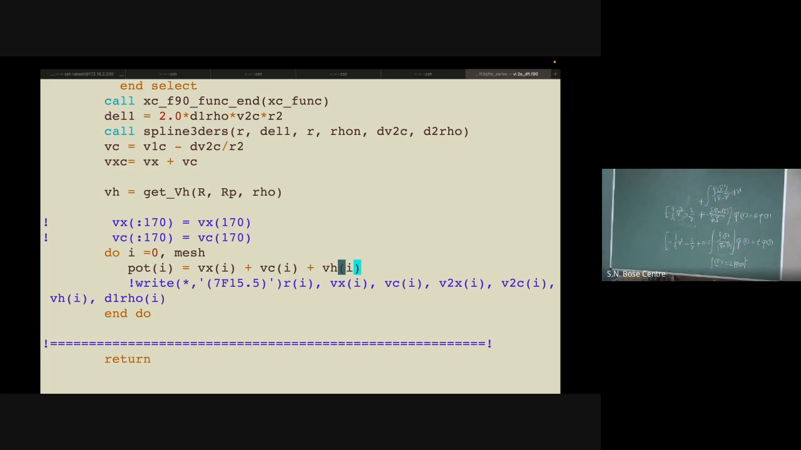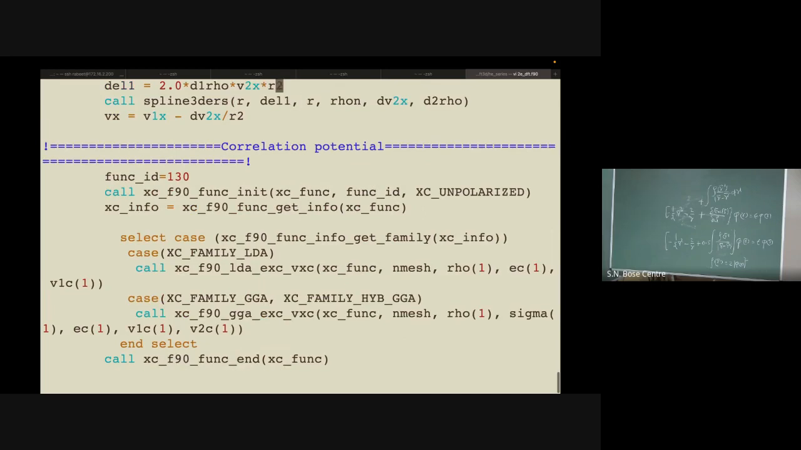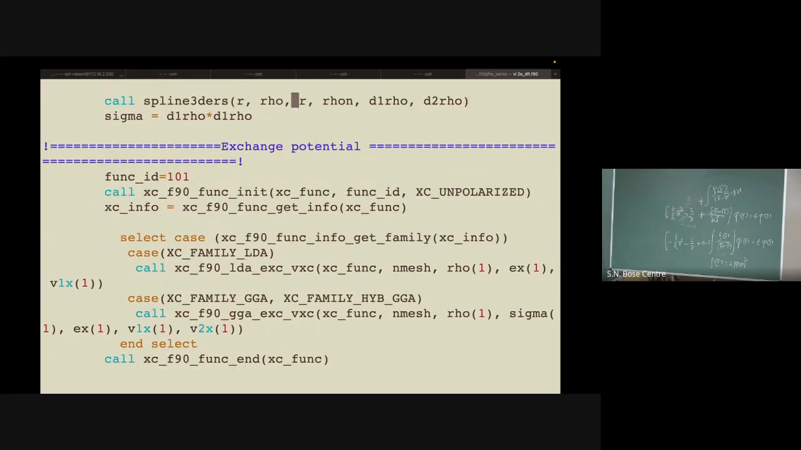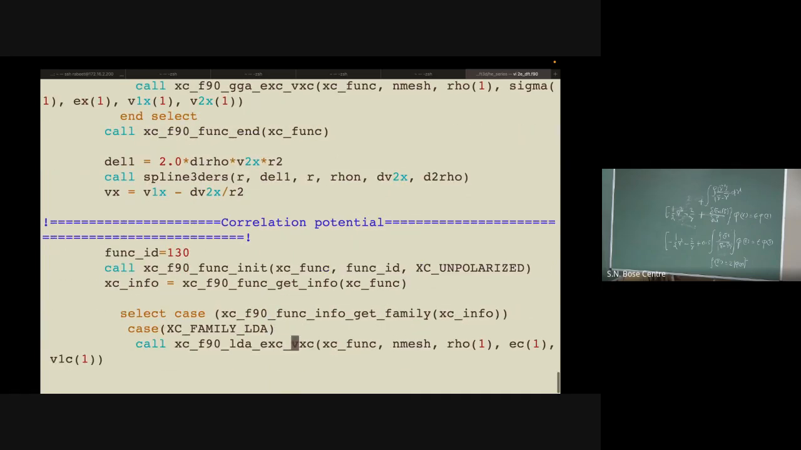So just remember this: here we are calculating our exchange-correlation potential and Hartree potential, whatever exchange-correlation potential is given in that equation. And the functionals we are taking using this ID. For the exchange potential we have given ID 101, and for the correlation potential we have given ID 130.